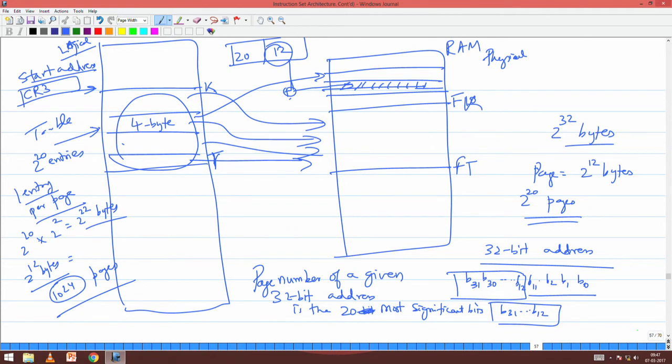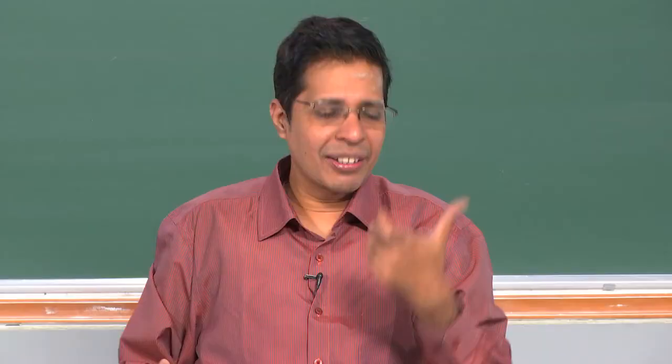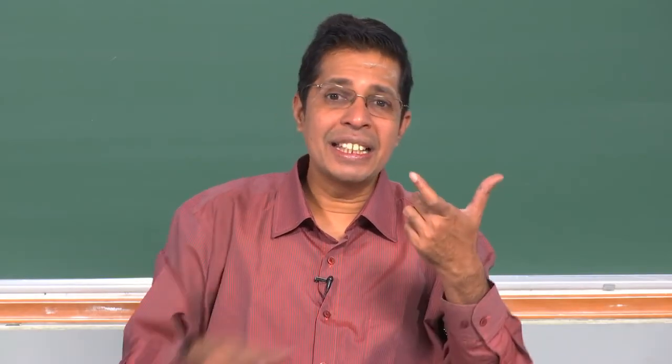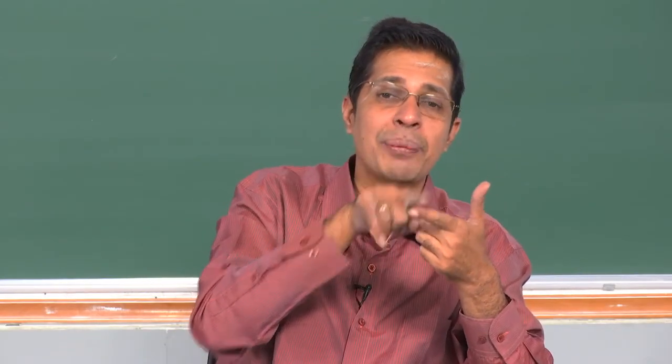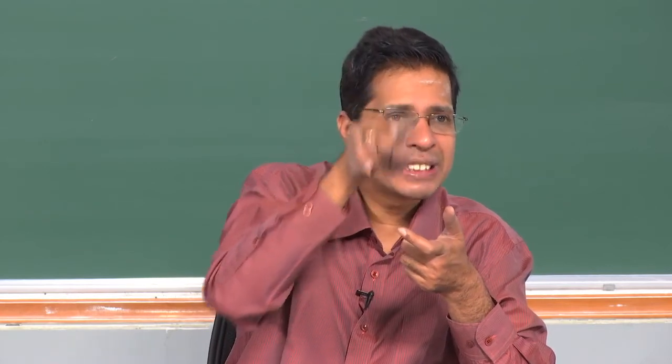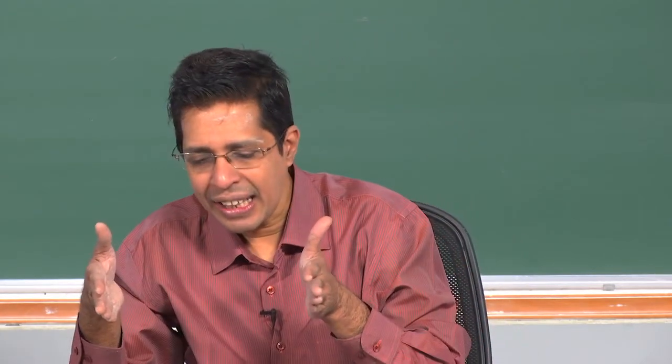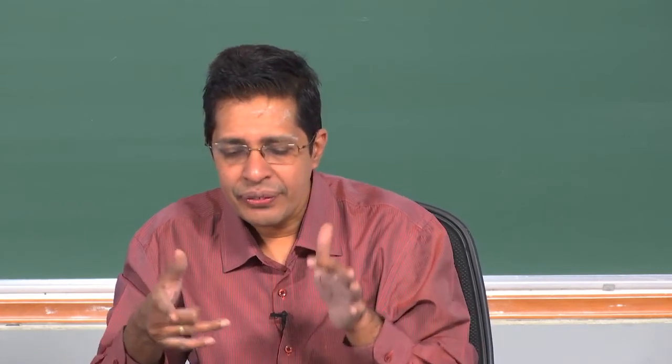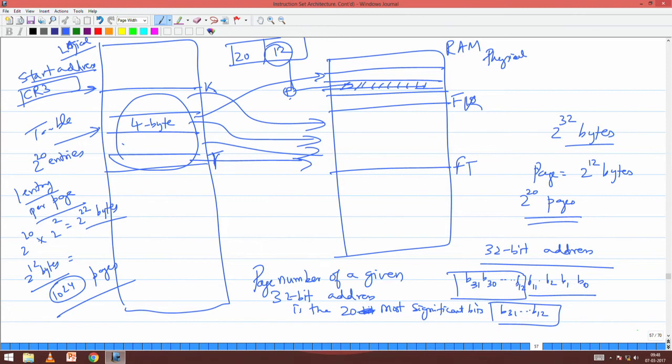So in that CR3, when I generate a logical address or effective address of 32 bits, I take the first 20 bits and I index into the table starting at the address given by CR3. So I come to that entry, there I find out if it is loaded, then I get that 4-byte address. So I go to that address, I add these 12 bits, which is the offset, and that will give me exactly in the RAM which memory location I need to access.